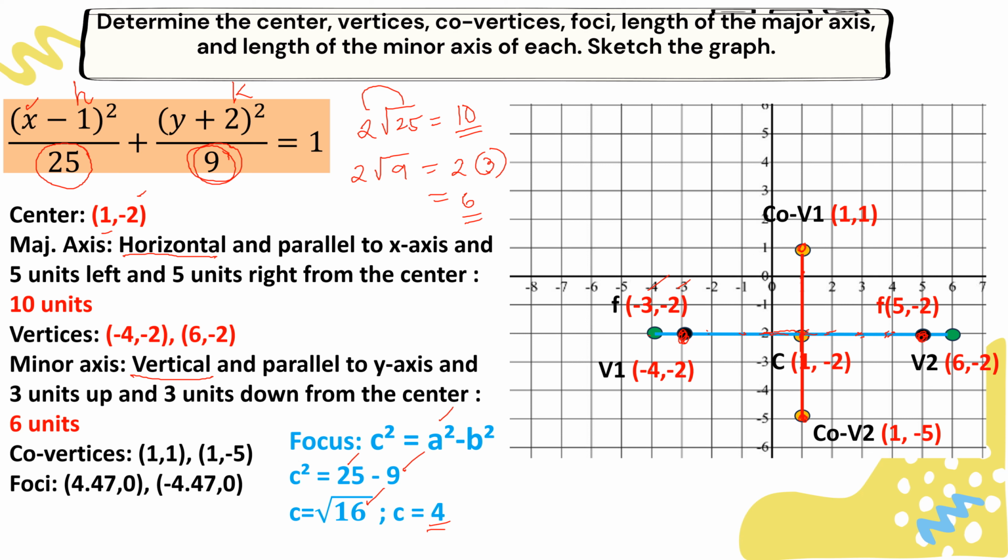And to sketch the curve of the ellipse, that's it. Therefore, this is the graph of the equation (x minus 1) squared over 25 plus (y plus 2) squared over 9 is equal to 1.